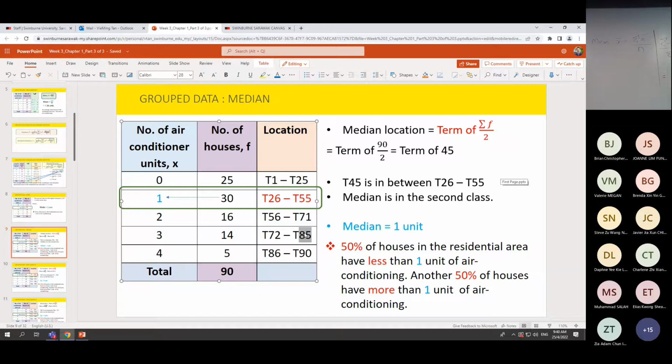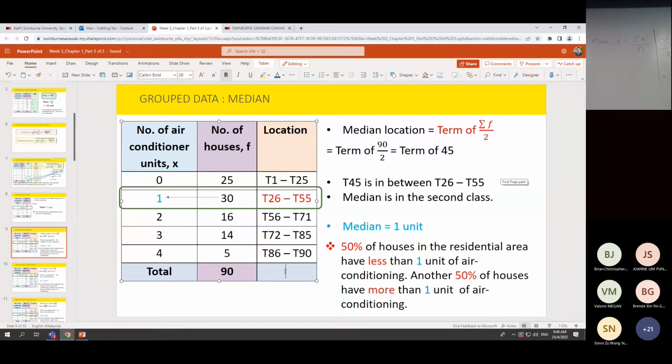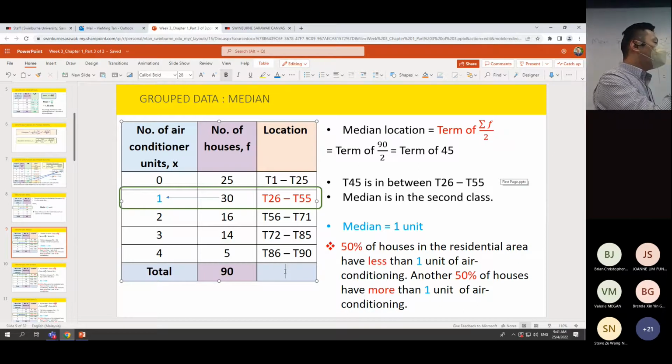Okay, last class should start from 86, until class 90. How to get 90? You can use 85 plus 5, or you can sum up all these numbers. It's equal to 90. Or I can just do it manually because I know that the final class has only 5 households, which I'll start from T86 to T90.